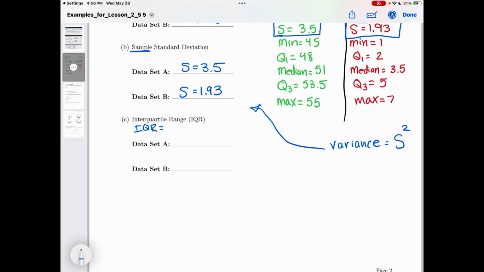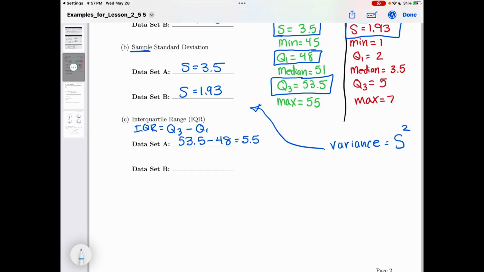For part C, we're going to find the interquartile range, which if you recall from one of the previous lessons, is our Q3, which is our upper quartile, minus our lower quartile, Q1. So for data set A, my Q1 is 48, and my Q3 is 53.5. So I'm going to take 53.5 and subtract 48. That's going to give me 5.5 for my interquartile range.